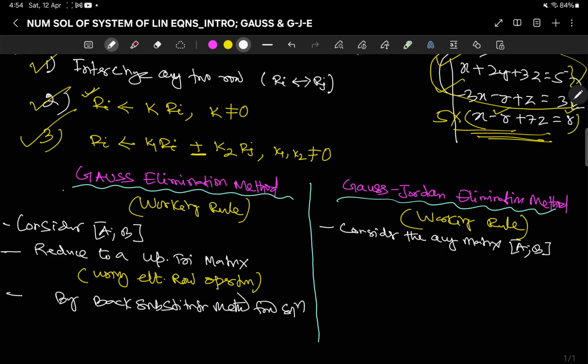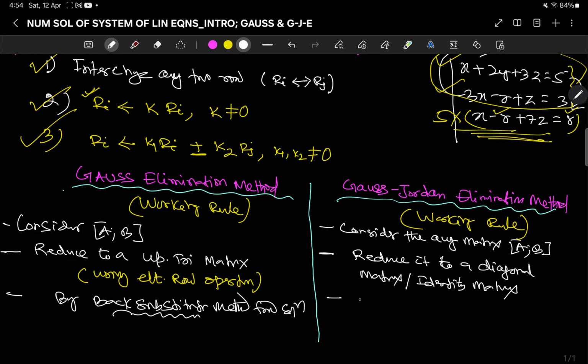Here in the Gauss-Jordan method, what will you do? Consider the augmented matrix AB. Now reduce it to a diagonal matrix, and the diagonal elements are unity, preferably an identity matrix. Then you directly solve. Here we use back substitution in Gauss elimination, but here you directly solve.